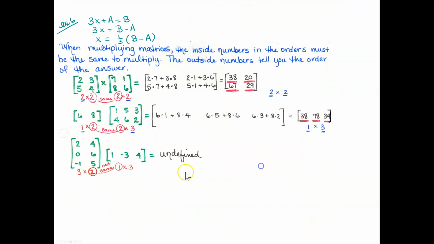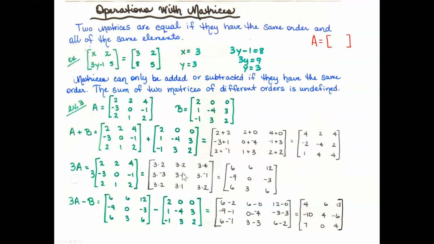All right, then the next thing that they give us is scalar multiplication. Scalar multiplication is literally when I multiply a matrix by a scale factor. So like in this case, I'm tripling it. I'm multiplying it by 3. So I'm literally going to go through and multiply each of those numbers by 3.